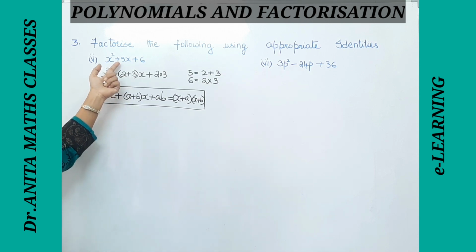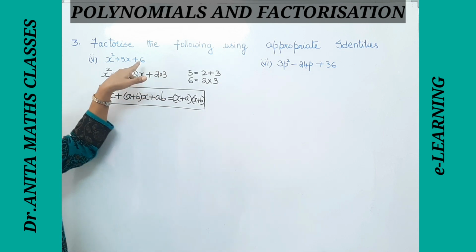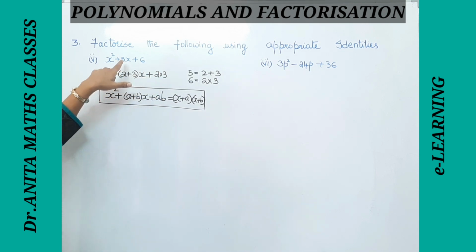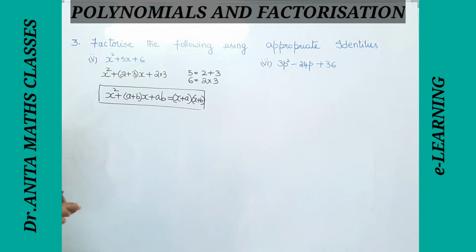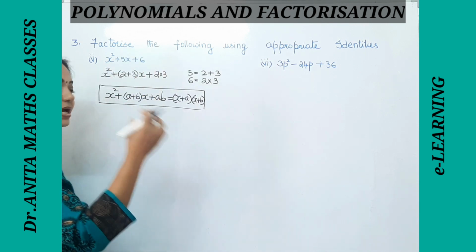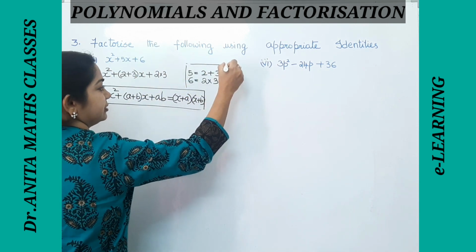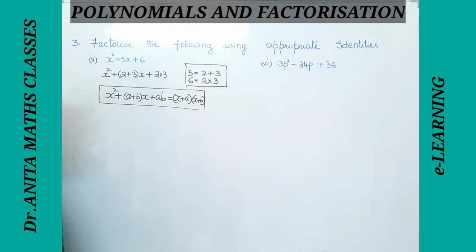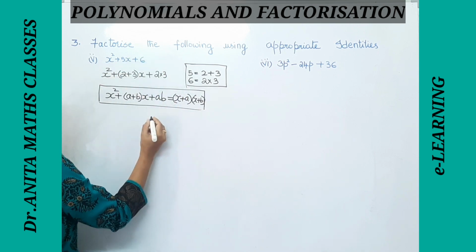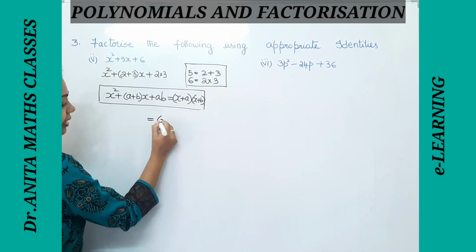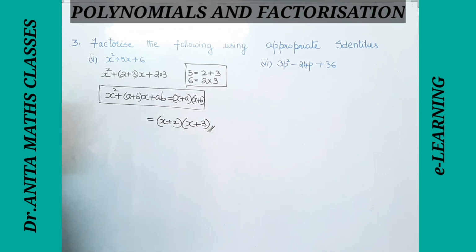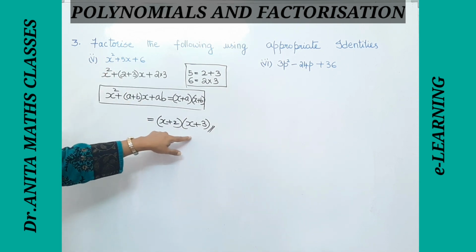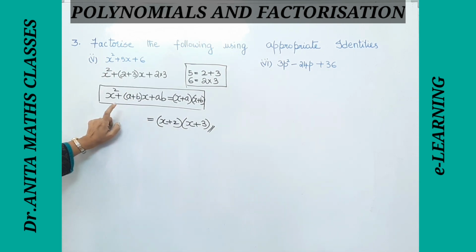I can also take 0 and 5, but 0 into 5 I will not get the product 6. So, such terms which you add, you have to get the middle one. If you do the multiplication, you have to get the last one. Such terms you have to take. So, these will perfectly suit. So, here a is 2, b is 3. So, if the equation is in this form, I can write it simply as (x plus 2) and (x plus 3). So, this is the answer. So, I have factorized it directly by applying the proper identity.